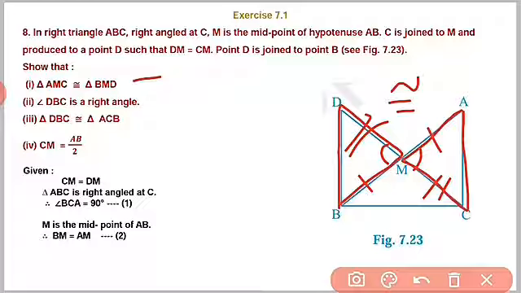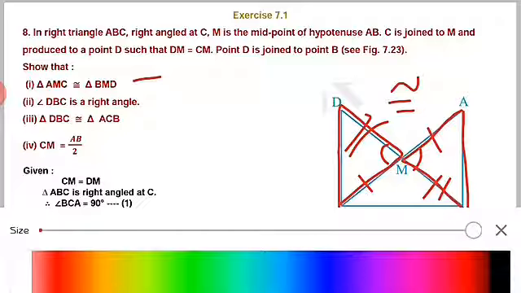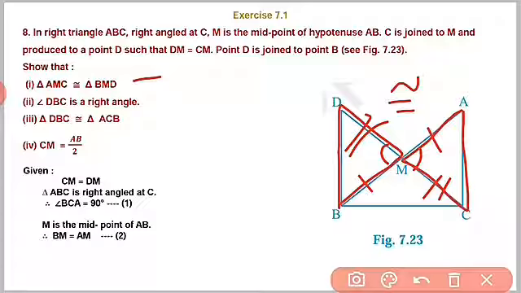Now we see that since triangle AMC and triangle BMD are congruent, we can show that angle CAB is equal to angle DBM. Why? Because they are corresponding angles of the congruent triangles. Corresponding parts of congruent triangles are equal.